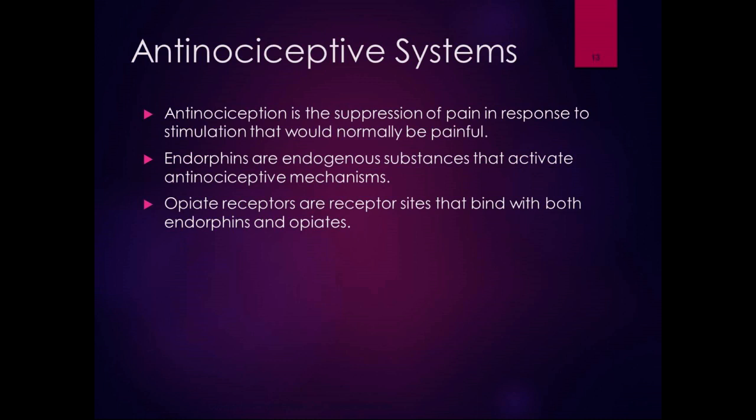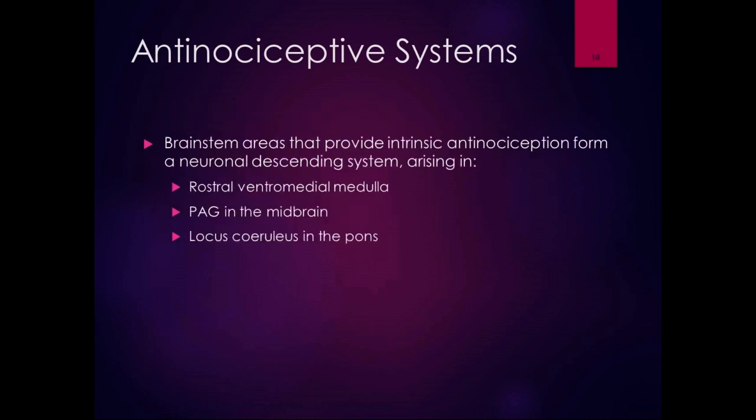So endorphins are endogenous substances that activate anti-nociceptive mechanisms. Opiate receptors are receptor sites that bind with both endorphins, those are endogenous opiates, and external opiates, like medications and whatnot from the outside world. Brainstem areas that provide intrinsic anti-nociception, so that's our descending system, neuronal descending system, arises in the rostral ventromedial medulla. You don't need to know that, just say the medulla. The periaqueductal gray area in the midbrain, and the locus ceruleus in the pons. Locus ceruleus just means blue area, and that is the area in the brain where a lot of serotonin is produced. And those areas all affect the neuronal descending system.